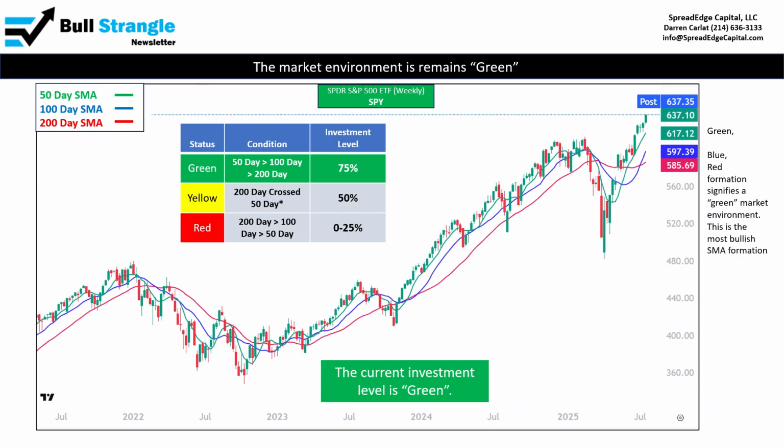Now, earlier I said that I'm using a 50, 100, and 200-day simple moving average. To be a little more specific or more accurate, this is actually a 49-day, a 98-day, and a 196-day, because it is working in 7-day increments. So this is the most positive type of chart that you can see. I mentioned this earlier. A green market, the most bullish market, is when the 50-day is on top and the 200-day is on bottom.